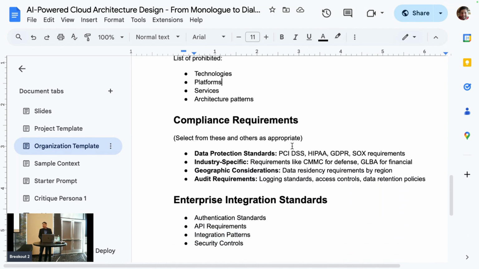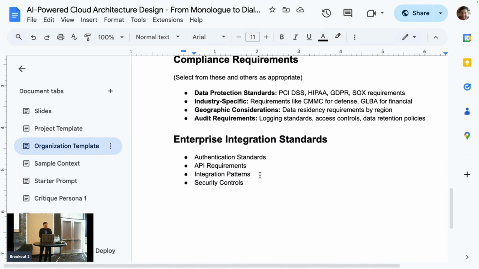Any sort of compliance, data protection, integration standards. If you use Auth0 and you want the model to do that, if you use Stripe payments, whatever you've got in there, add it in there.